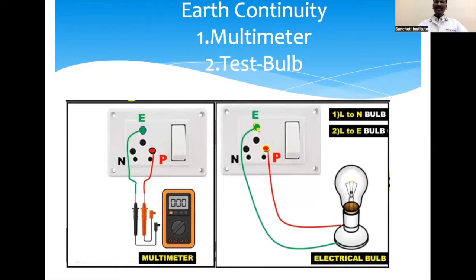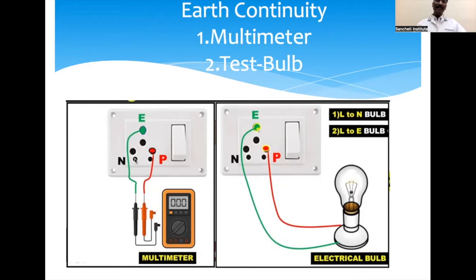Basically there are 2 methods by which we can test the earthing. We all know that in a power plug, we have earth connections. These 2 are the earth connections, 1 and 2. Then on the right side, we have the phase or the live wire, and on the left side, we have the neutral. So this is the phase and this is the neutral.